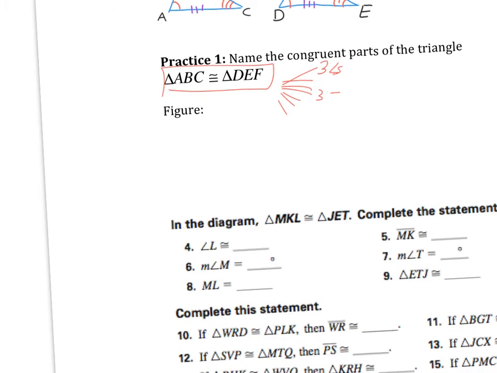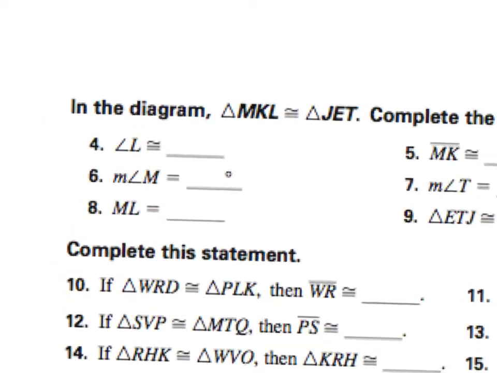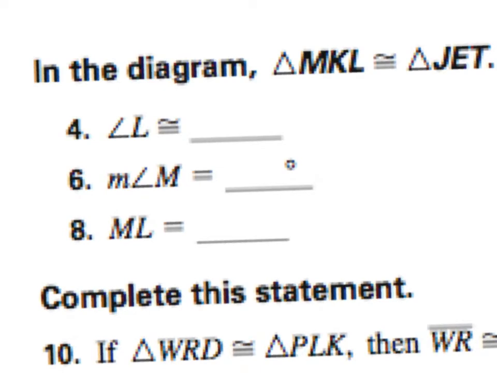All right, so down here, let's pay attention real quick to note the difference. Notice on number 4, it gives a congruent symbol. Because of that, I know my answer right here is going to be another angle. However, note on number 6, that's not a congruence. That is an equal sign. So my answer there is going to be a number. So let's see how that works out.